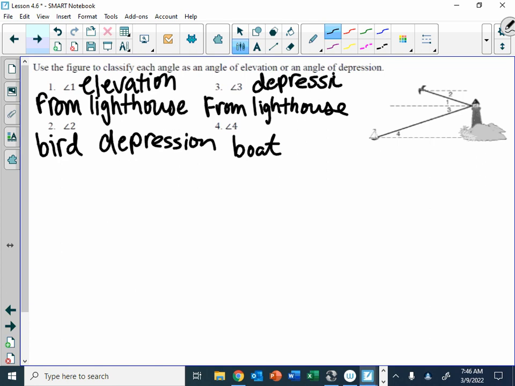And then number 4, I'm on the boat. This dotted line's my line of sight. The angle's above. So what does that make it? Elevation, good. Good, good. All good with being able to just identify angles of elevation, depression? Your angle of elevation is above the line of sight, angle of depression below the line of sight, okay?